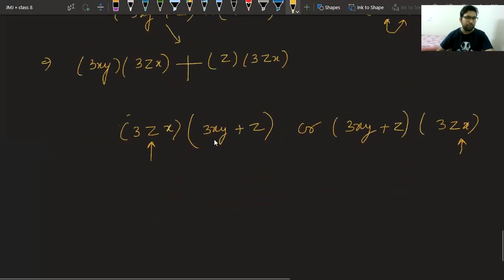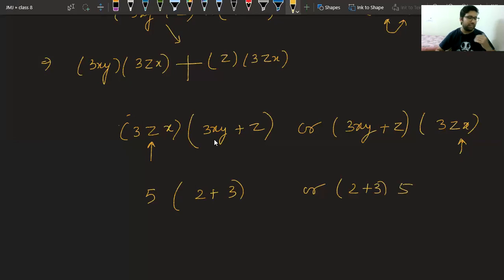You can take an example also. If you have 5 into 2 plus 3, or you have 2 plus 3 into 5, will that change anything? Yashna, please tell me, will that change anything? Please tell me, Yashna. Because we have studied in the case of addition as well as multiplication, commutativity is there. You can change the order as per your choice. No issue. Okay. So let me solve the question now.